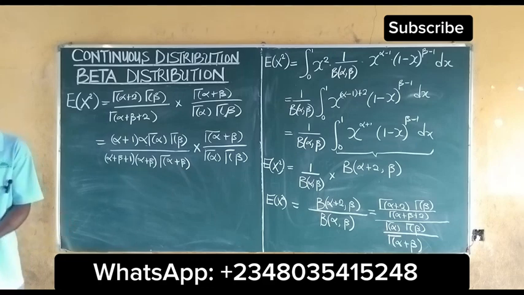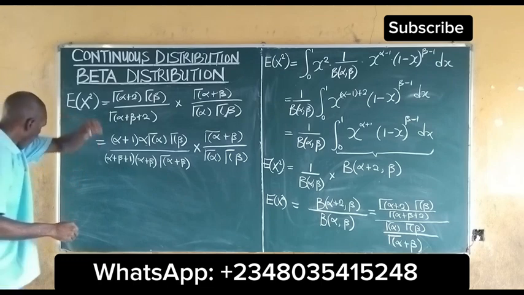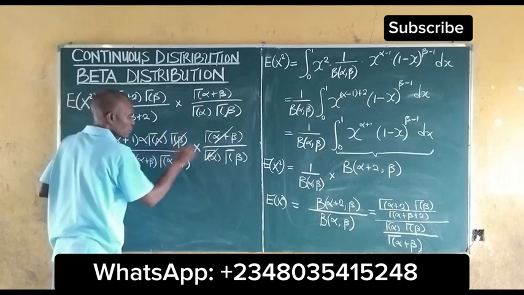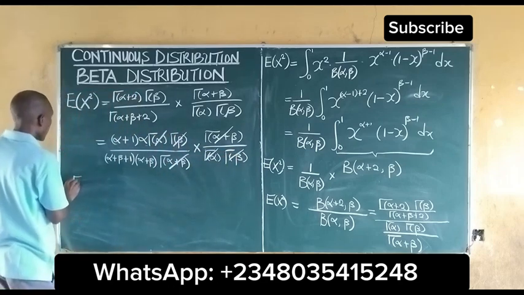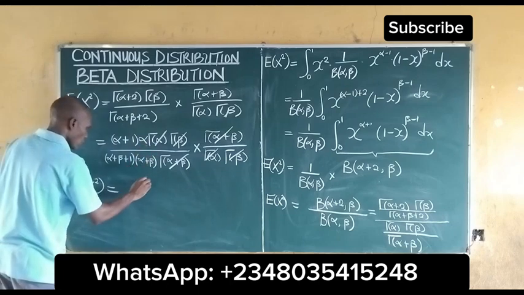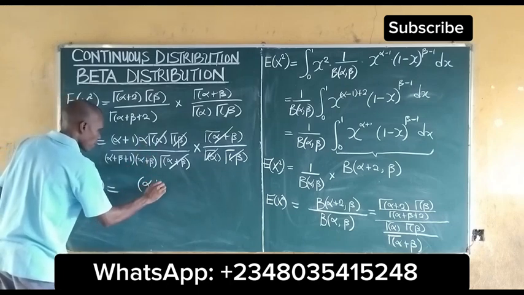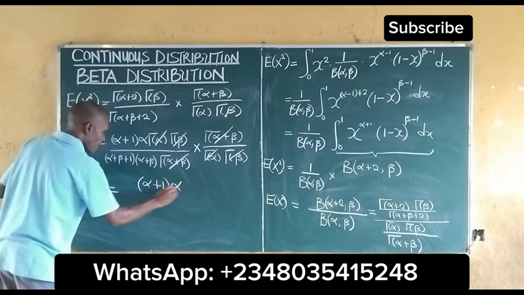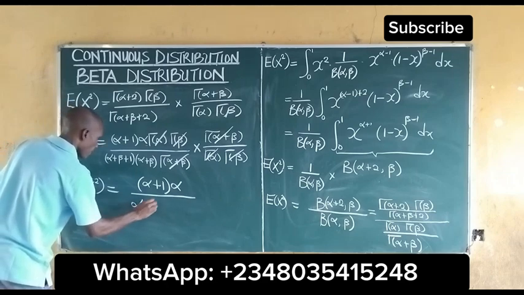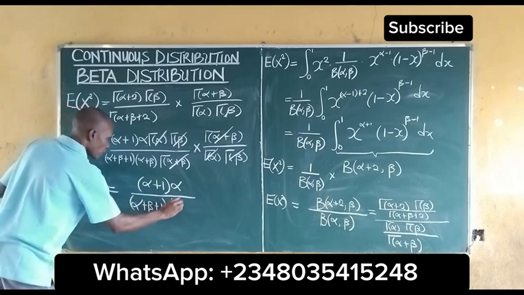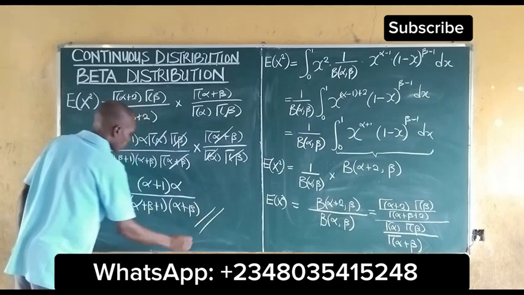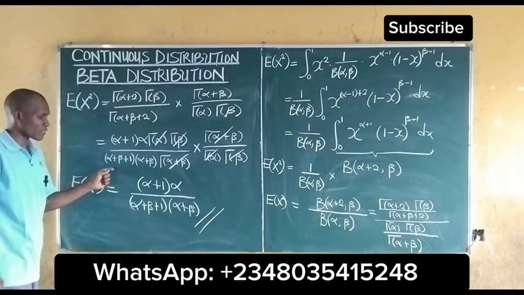Of course, some things can also cancel. This can cancel, this will cancel, this will cancel. So our expected value of x squared will be equal to the remaining function, which is alpha plus 1, times alpha, all over alpha plus beta plus 1, times alpha plus beta. This is what we get as our expected value of x squared.